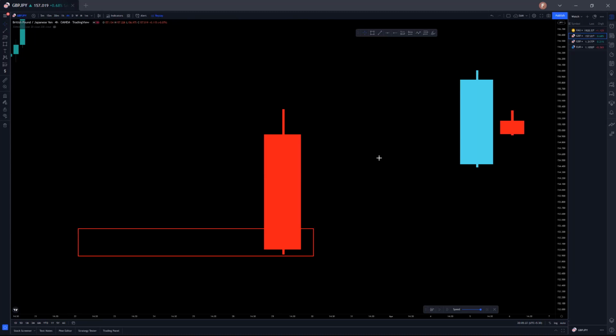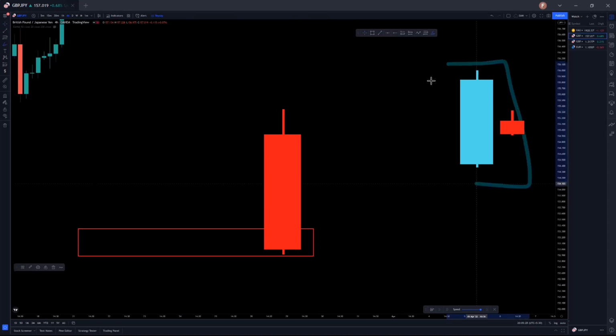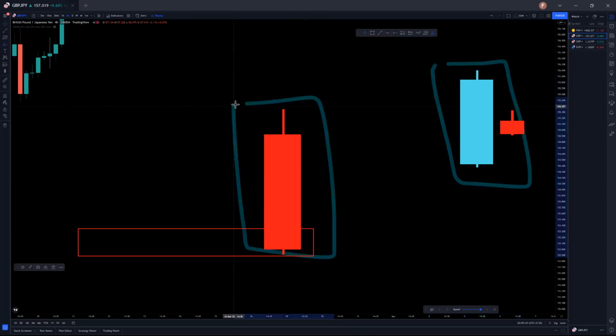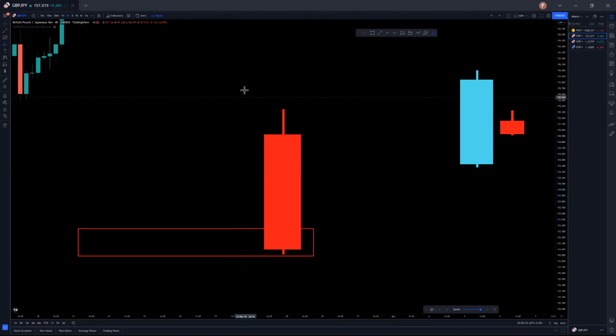Once you are there, you are seeing these things. This is your daily, this is your 4 hour. 1 hour you already saw that. All right, so now the next candle will be bullish.